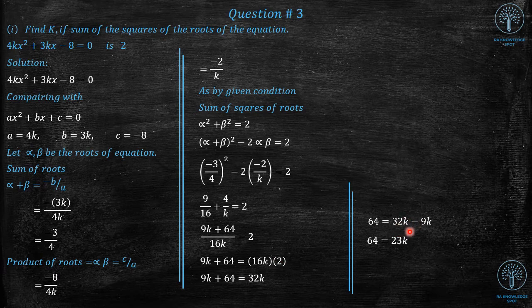Now after subtraction, this will be 23k. Now 23 is multiplying and here it will be divided. So this is the value of k.